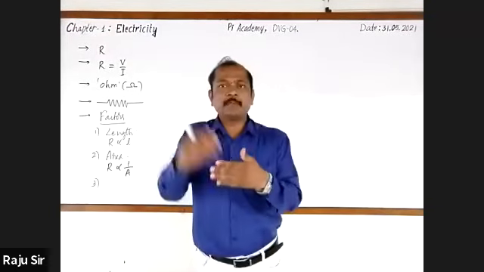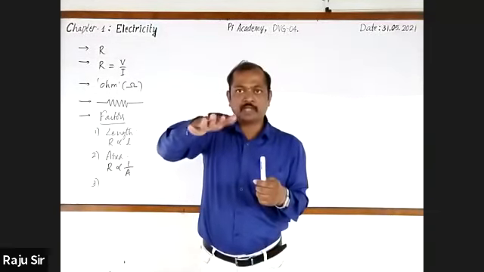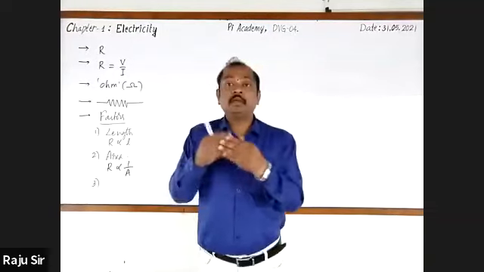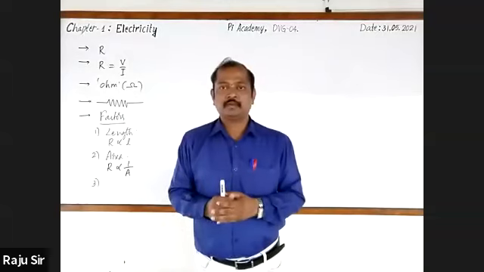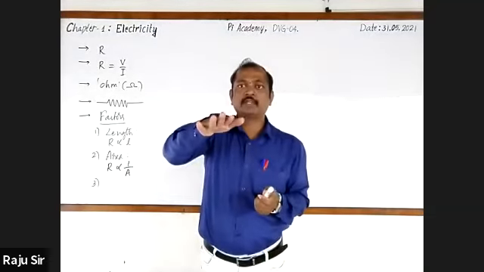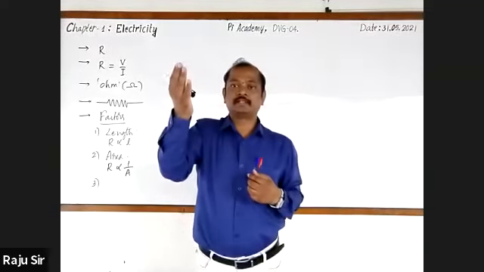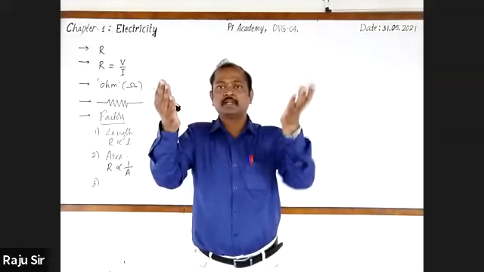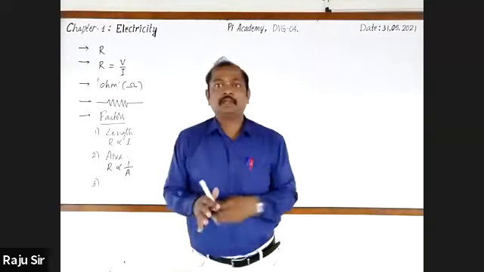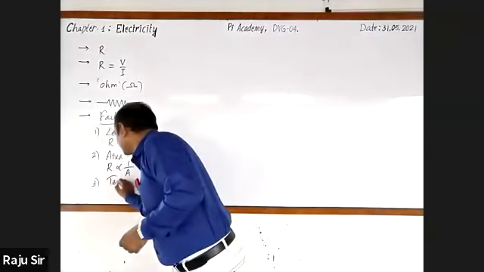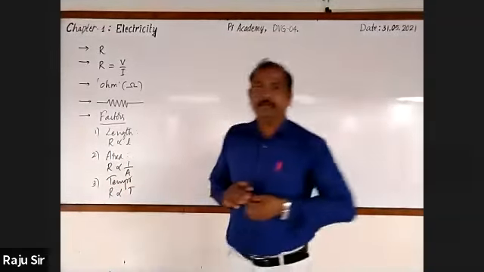Next, the third one is the temperature of the conductor. As the temperature increases, atoms start vibrating a little bit faster. Due to this more vibration, they oppose the flow of electrons more than at normal temperature. As a result, electric resistance increases as the temperature increases. If the temperature decreases, electric resistance decreases. Hence, we write R is directly proportional to T.